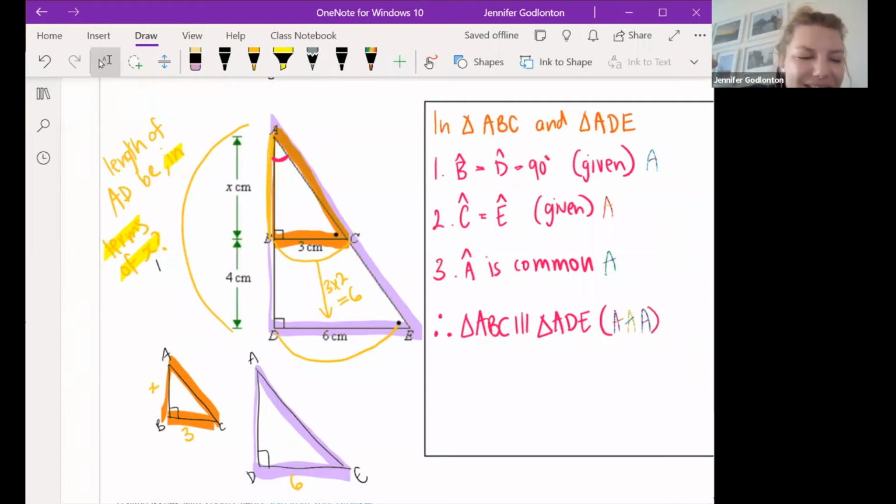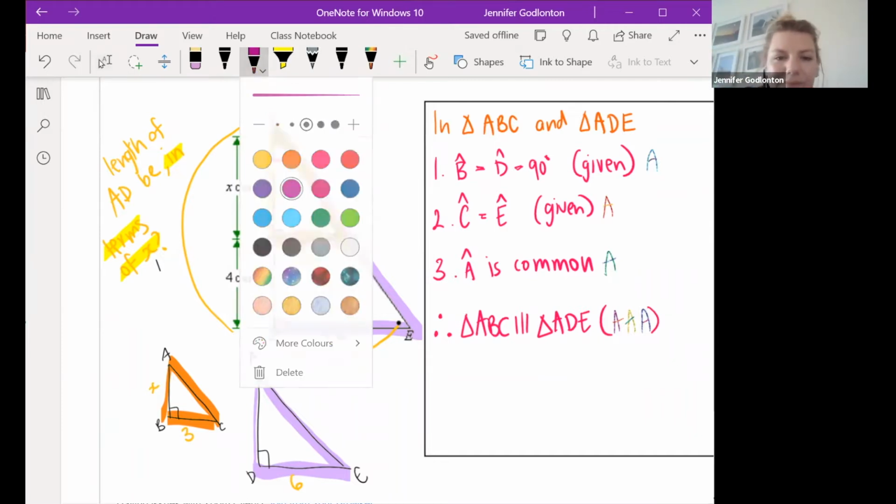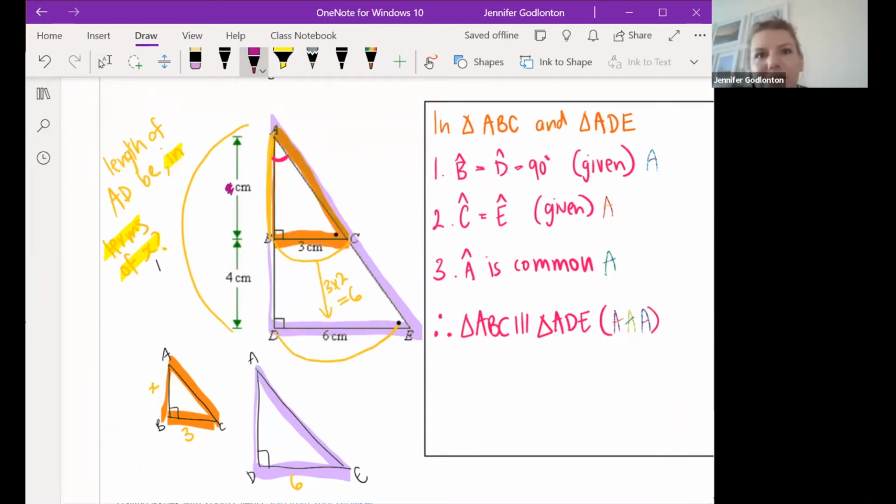Okay. Let's have a look here. I'm going to ask you a different question. Same idea. If I said that x wasn't an x, if I said that that x was a 5, for example, what would you say the length of AD would be? If that was a 5, what would AD be? So no x here. If I just told you that this distance here was 5 and this distance here was 4, then what would be my whole length of AD? Yeah, good. It would be 9.